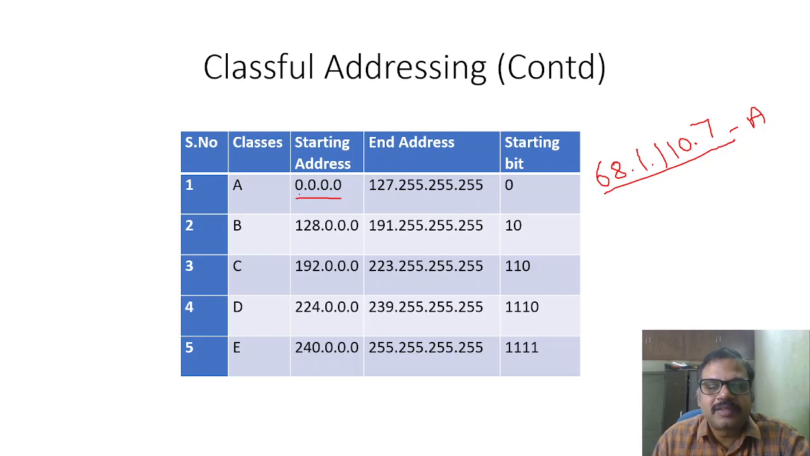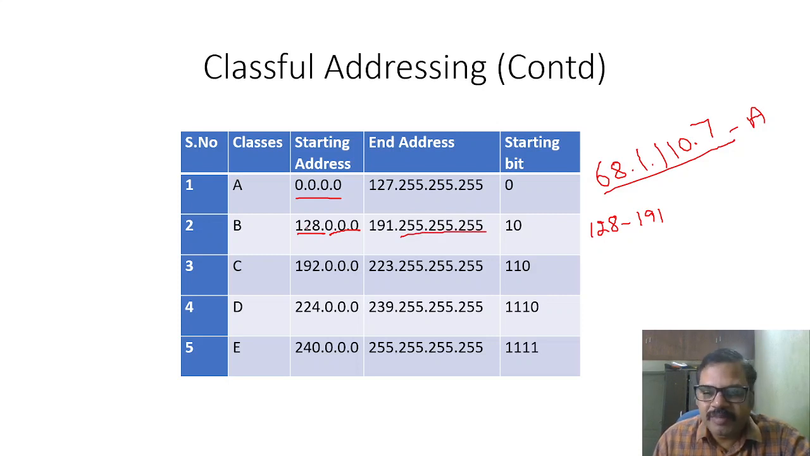Any number that starts from 0 up to 127, please remember the first number, 127. Within 127, it is a class A address. And for class B, remember the first number is from 128 to 191. So the first number is always the major differentiator. The last three sections, in all the classes, the range starts with 0, and the last three numbers always go up to 255.